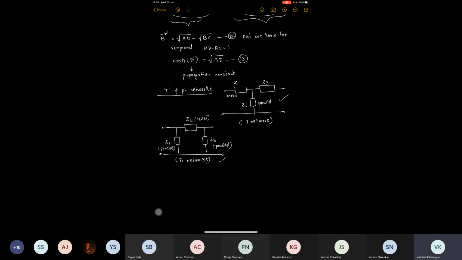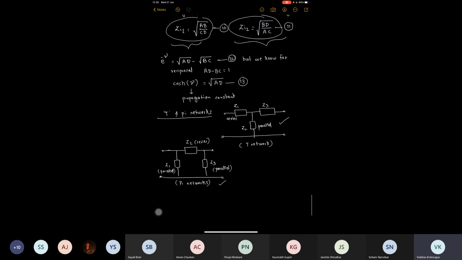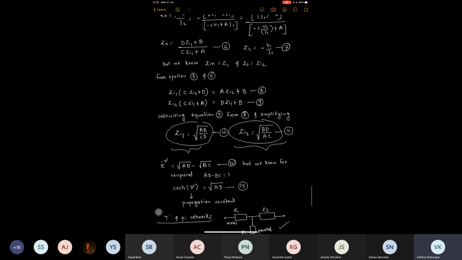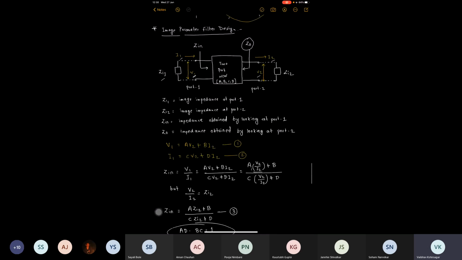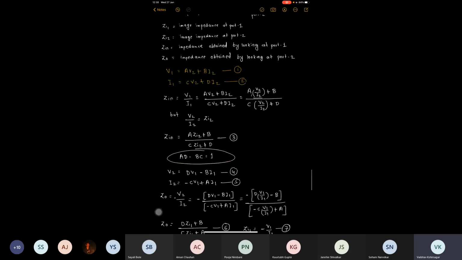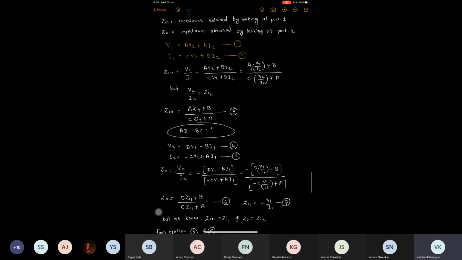Okay. So I hope you understood the basic concept of how exactly we are going to make use of the image parameter technique for the filter design. Okay, so we go further now.